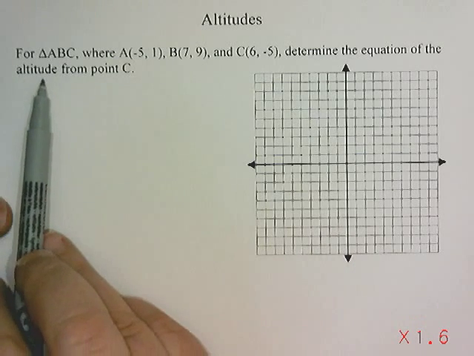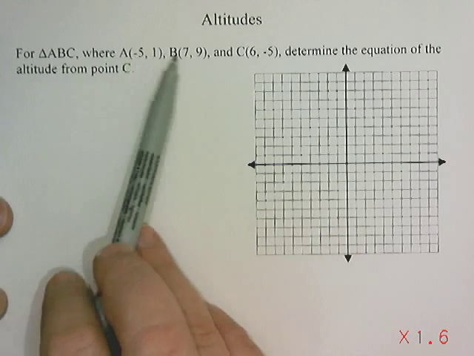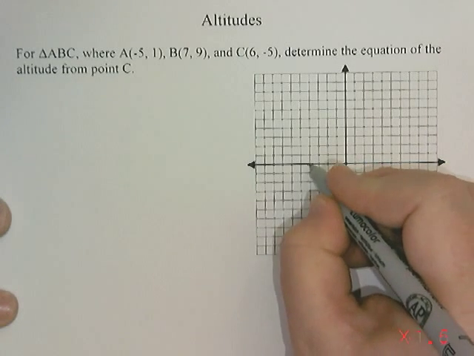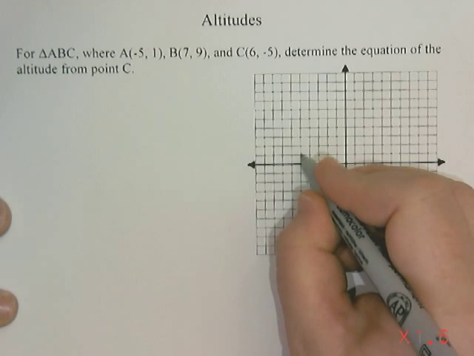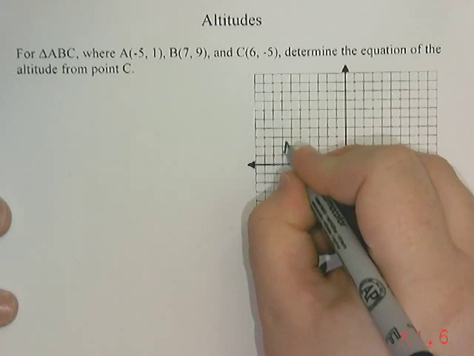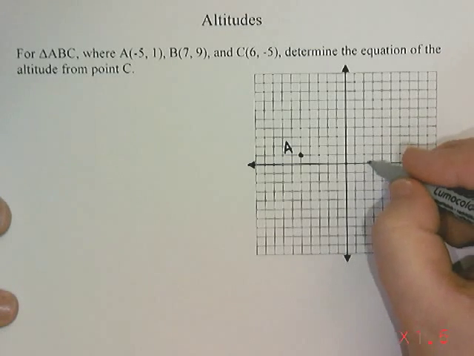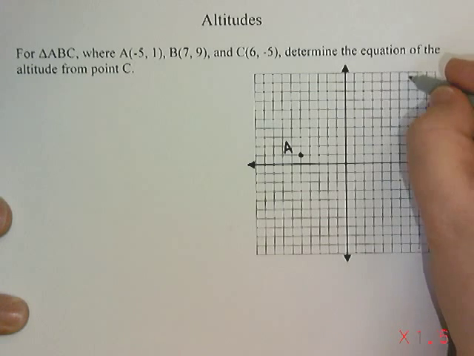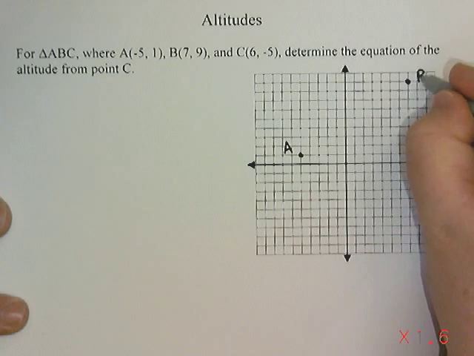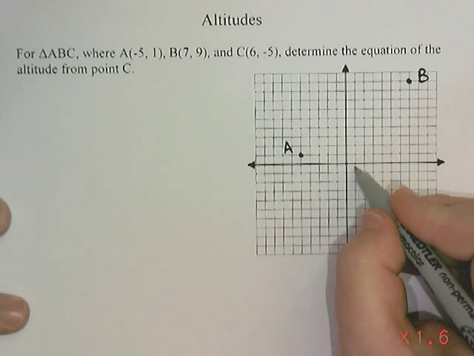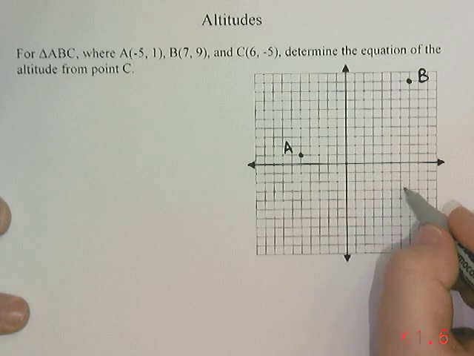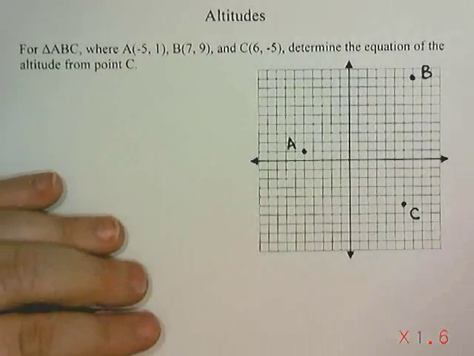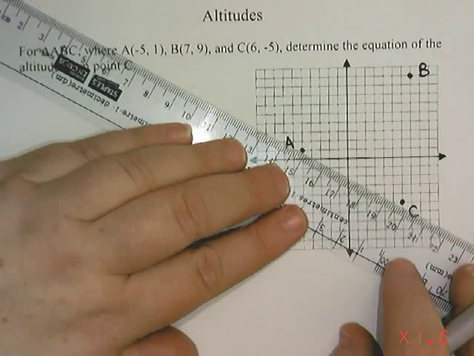So before we talk about what an altitude is, we're just going to plot points A, B, and C to get ourselves started. A is the point (-5, 1), so it's -5 on the x-axis, 1 on the y-axis. Point B is (7, 9), so that's 7 on the x-axis, 9 on the y-axis. And C is the point (6, -5), so I go to 6 on the x-axis, -5 on the y-axis. And then I am just going to connect my dots to make a triangle.